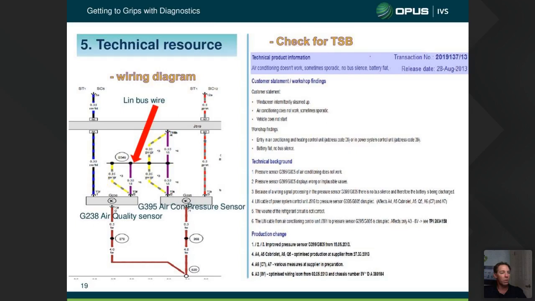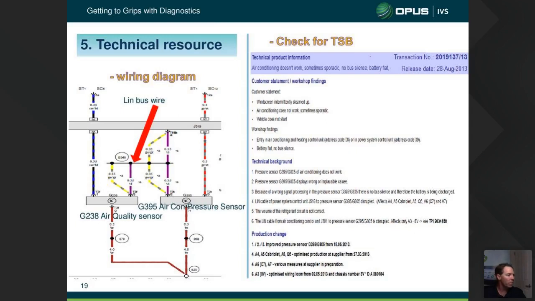Statement: windscreen intermittently steams up, air conditioning doesn't work. Sometimes it's sporadic. Occasionally the vehicle doesn't start. That's interesting. Entry and air conditioning and heating control, address code 08, or in power system. This is why I think you need a Volkswagen tech to tell you what's going on with this.